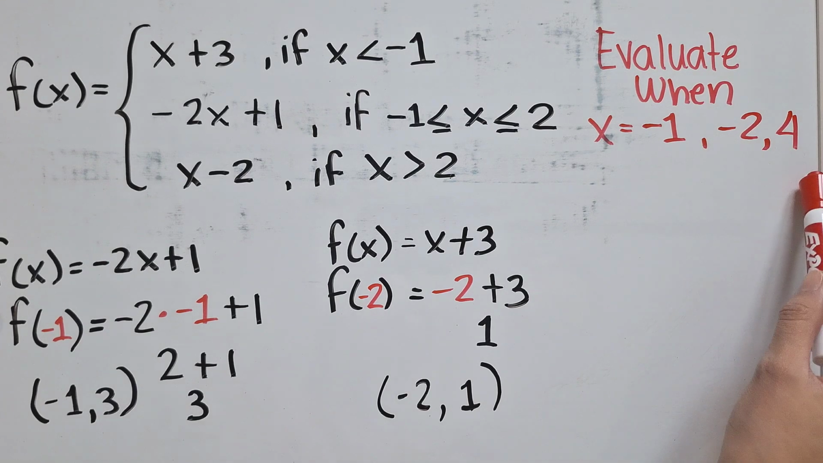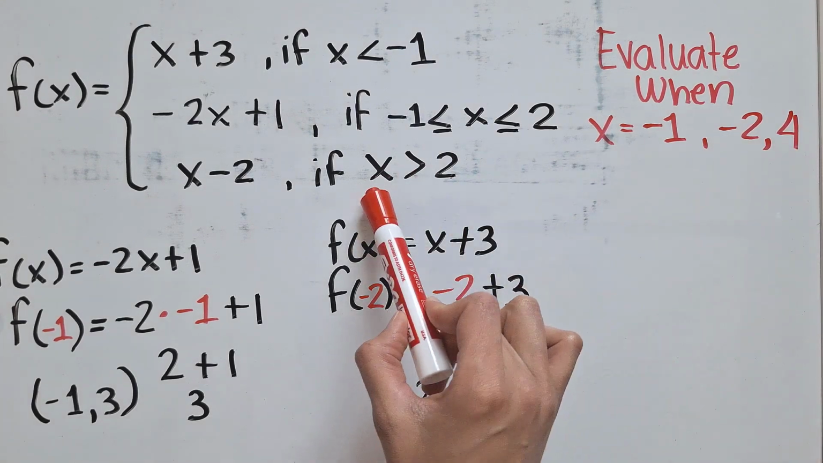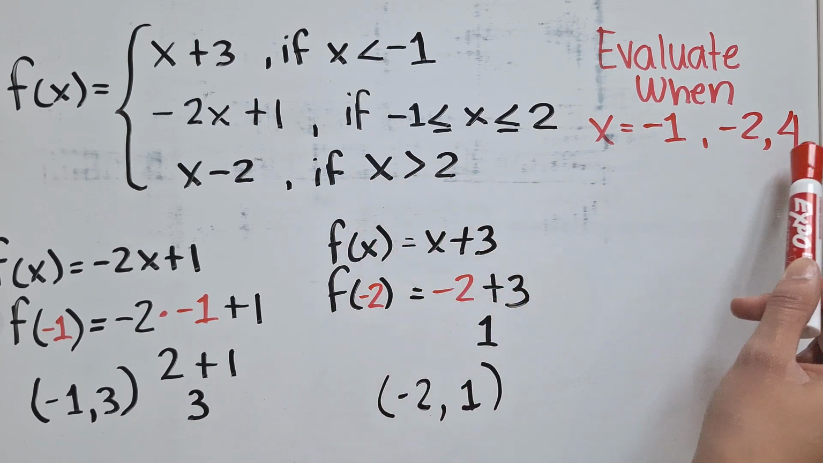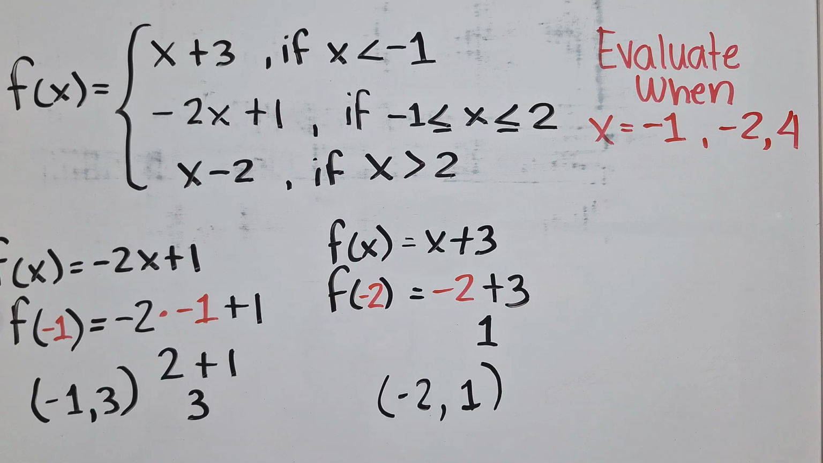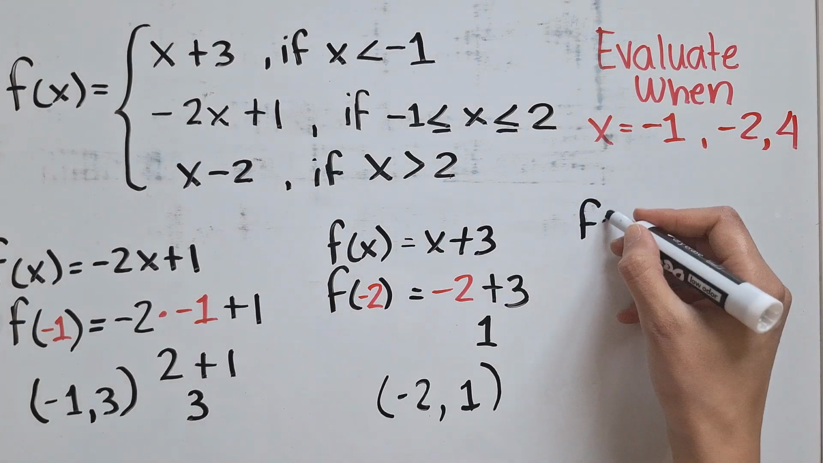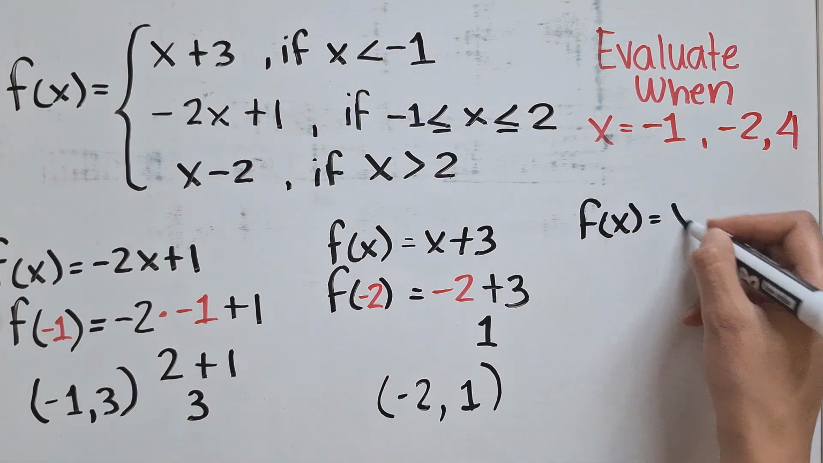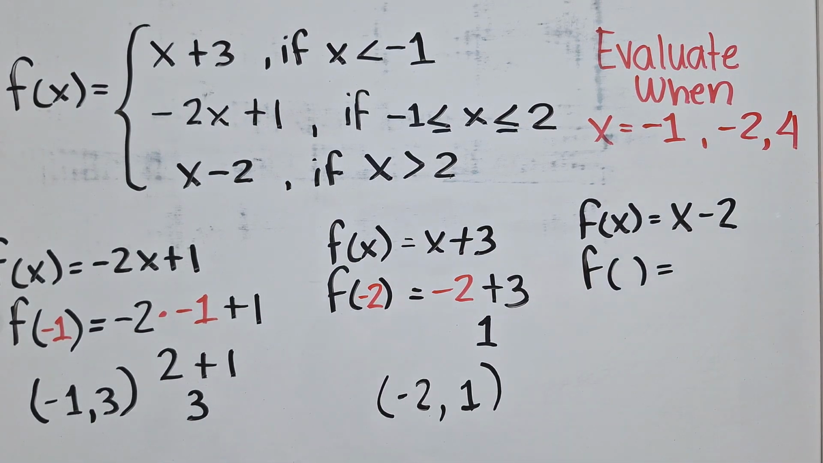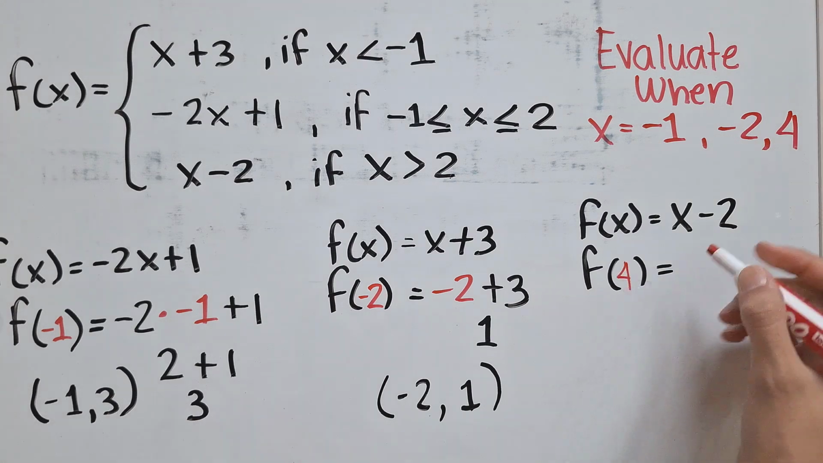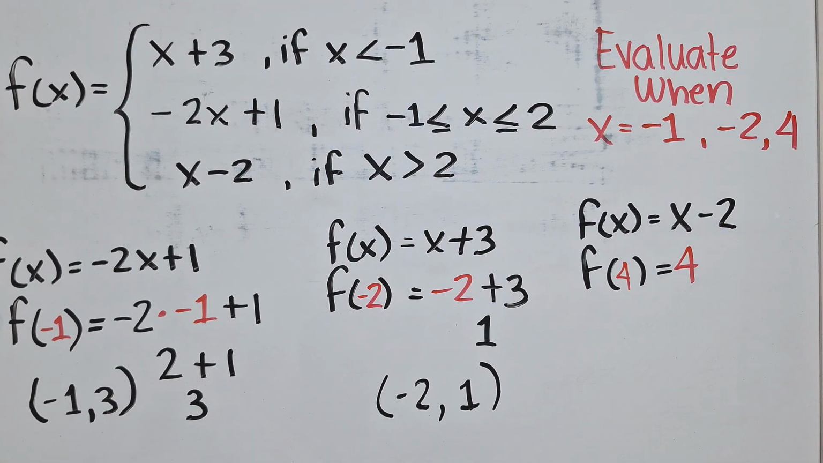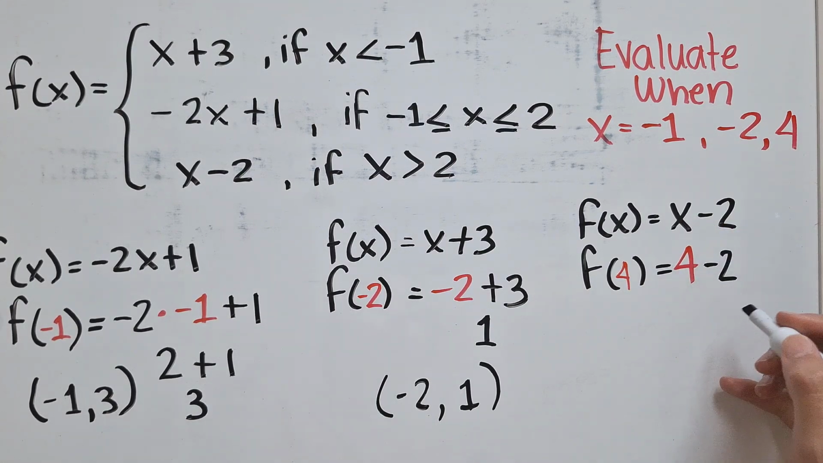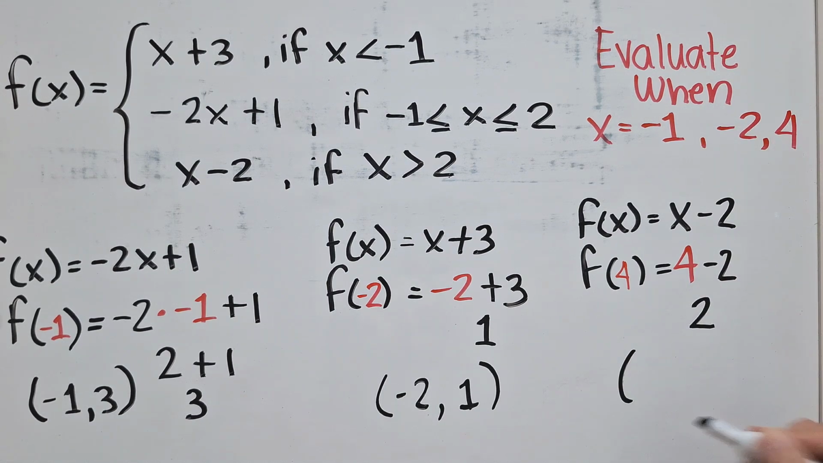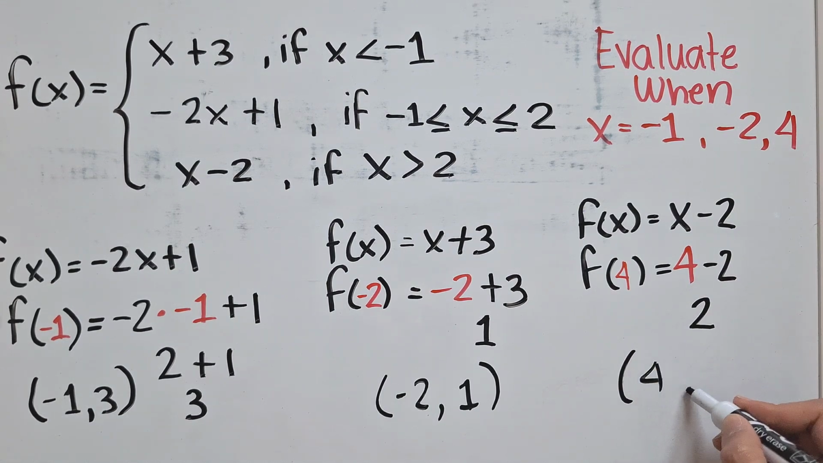Now the last number is 4. 4 belongs to this category. Why? Because it says that x is greater than 2, and 4 is greater than 2. We're going to use this third function, which is x minus 2. Instead of the x, we are going to use 4. So I put 4 minus 2, and we solve. 4 minus 2 is 2. So our ordered pair will be 4 and 2.